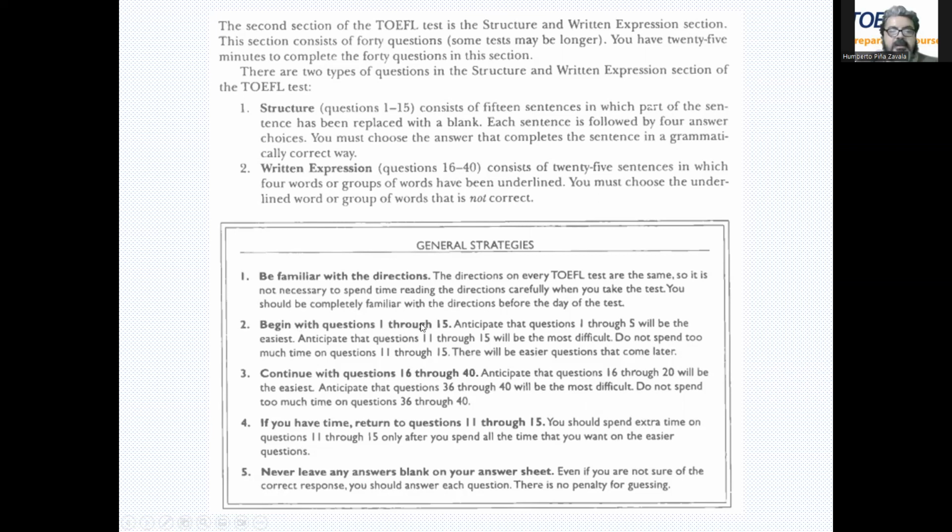To begin with questions 1 to 15, anticipate that questions 1 to 5 will be the easiest, and 11 to 15 will be the most difficult. So do not waste too much time on questions 1 to 5, because 11 to 15 will be the most difficult ones. Okay, continue with questions 16 to 40.